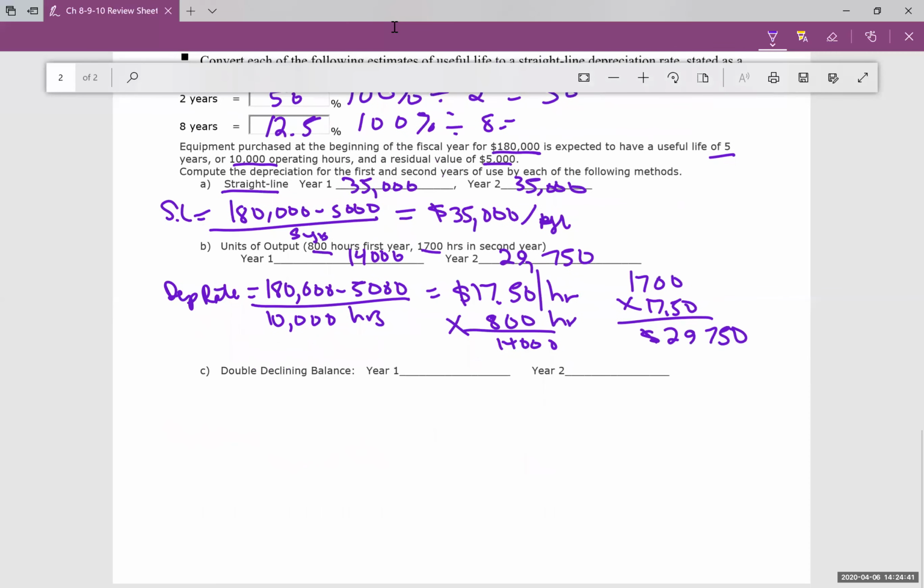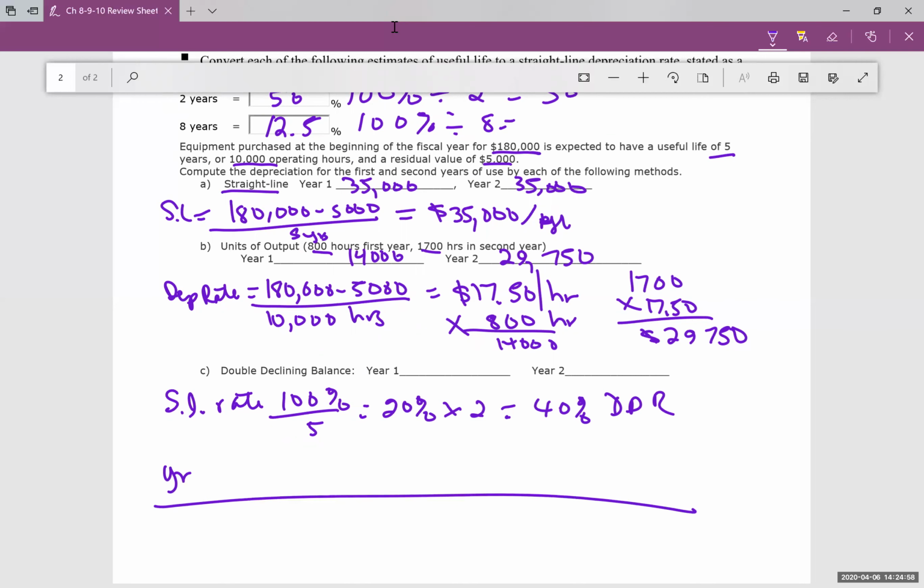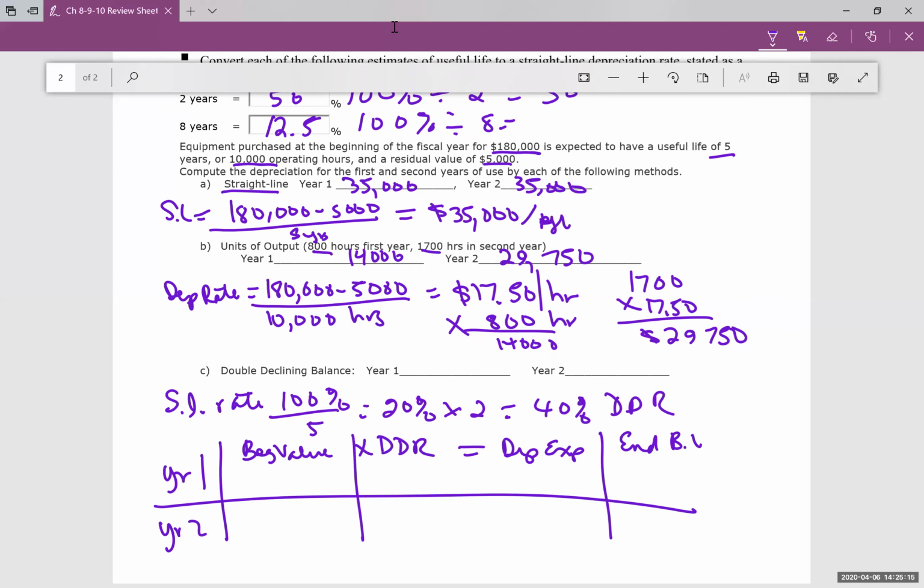Finally, double declining balance. We take the straight line rate and we double it. So we take 100% divided by 5, and that's 20. So doubling that, we get 40% for the double declining rate. Then I like to draw my chart. We have year 1, year 2, beginning value times the double declining rate equals depreciation expense, and then we have our ending book value.